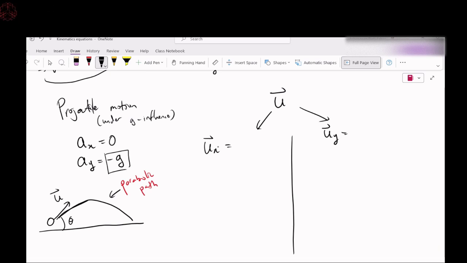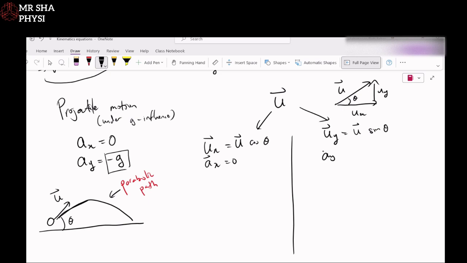So let's say you have u going this way. I want to find my ux and uy, and I have some angle theta. If I apply trigonometry here, ux is equal to u cos theta, and uy is u sin theta. Again, my ax is 0, and my ay is simply going to be negative g.